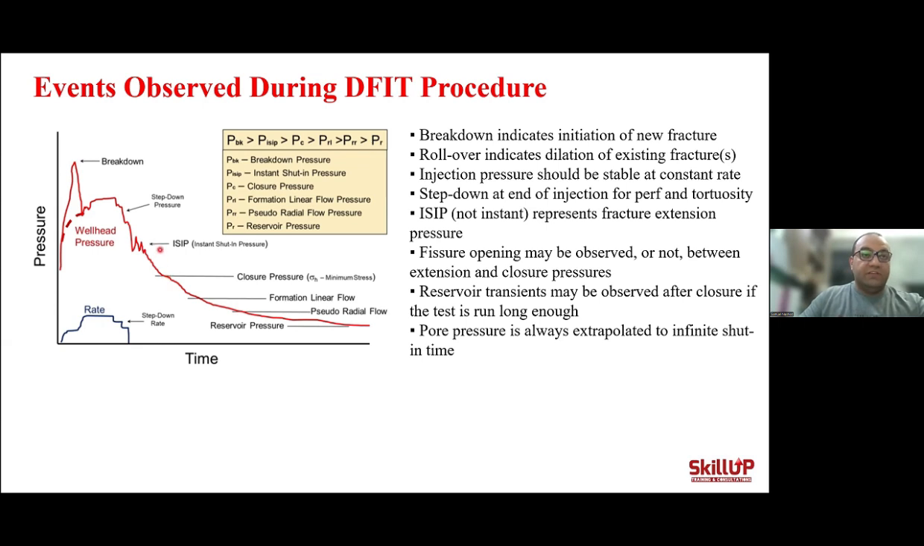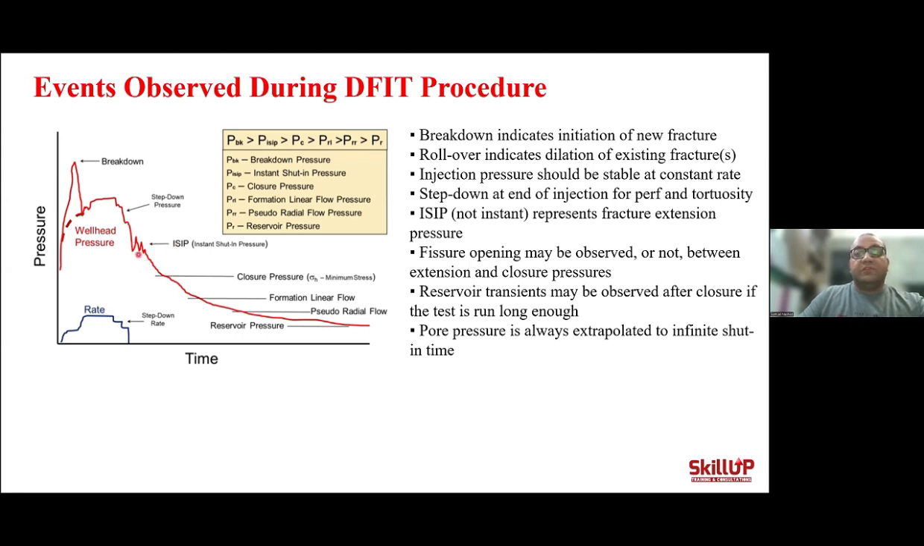The difference between the ISIP and the closure pressure is actually a net pressure, and we call it process zone stress. Okay, then the leak off will continue until you reach pseudo-linear behavior, then pseudo-radial behavior. From this period, actually, you can get the net pressure, ISIP gradient, closure gradient. You can get the leak off behavior. You can get the leak off coefficient.